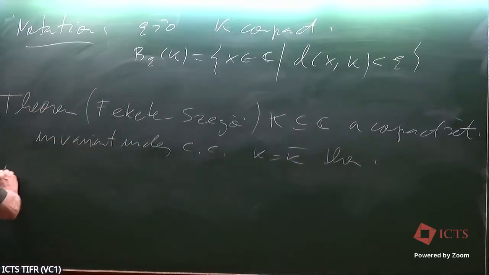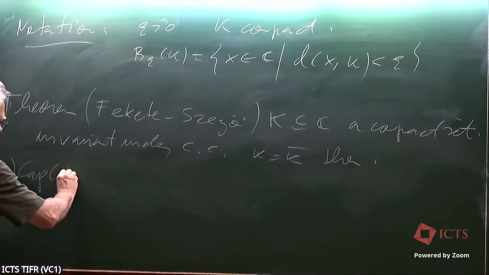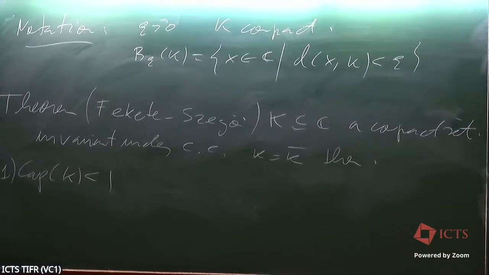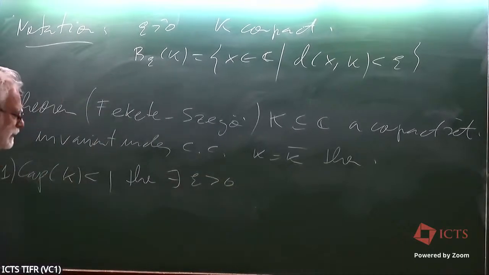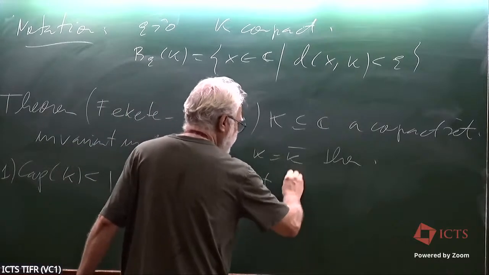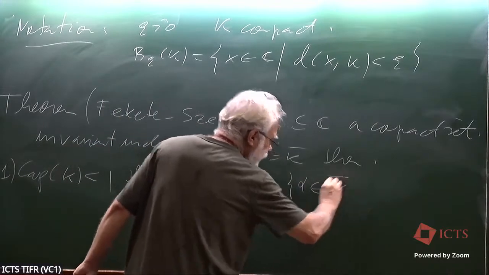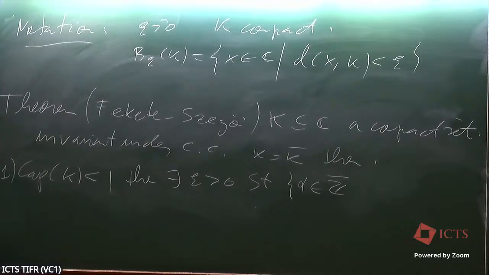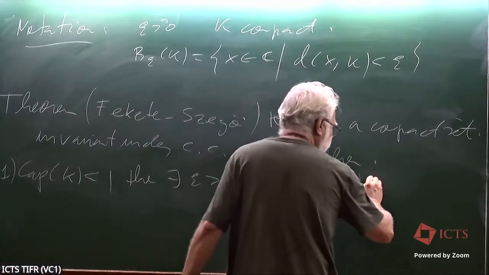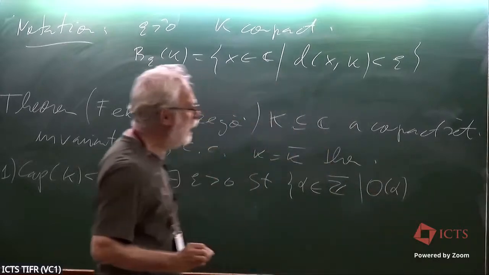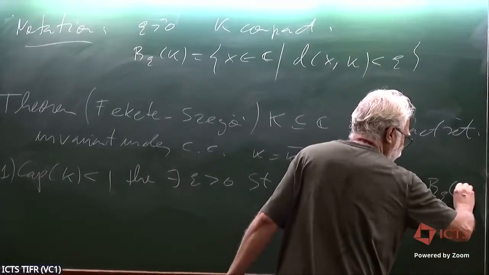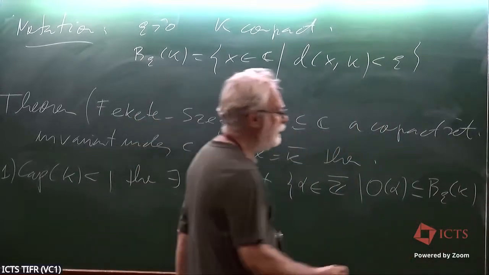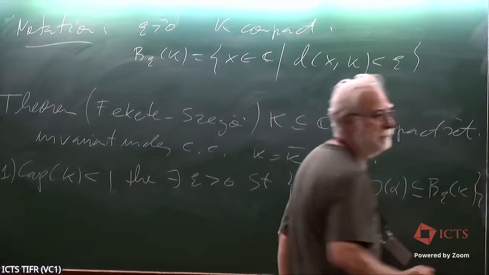Either the capacity of K is strictly smaller than 1, and if the capacity of K is strictly smaller than 1, then there exists an epsilon bigger than 0, such that the set of alpha inside Z bar, the set of algebraic integers with the property that the whole Galois orbit of alpha is contained in this small epsilon neighborhood of K, this set is finite.